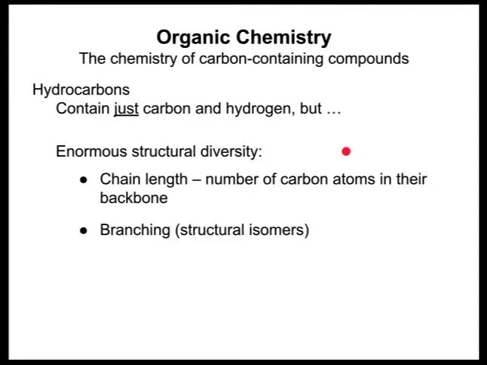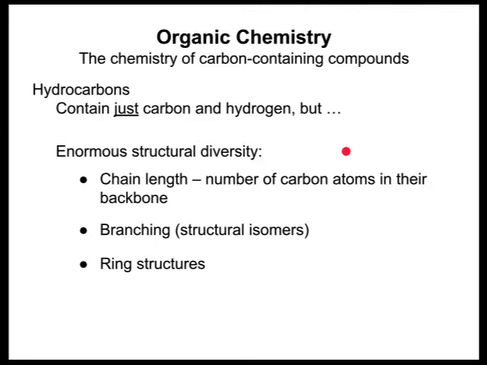They can have different branching structures. So two compounds with the same chemical formula can be different because of the branching of the hydrocarbon chain. Hydrocarbons can also form ring structures, which will increase their structural diversity.